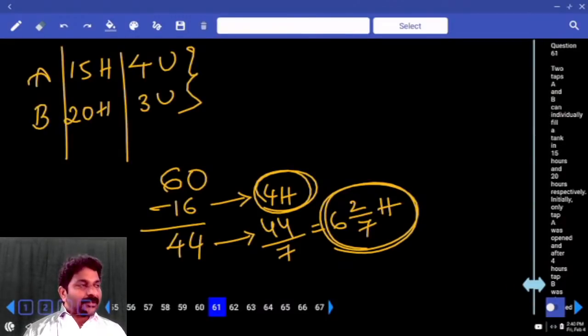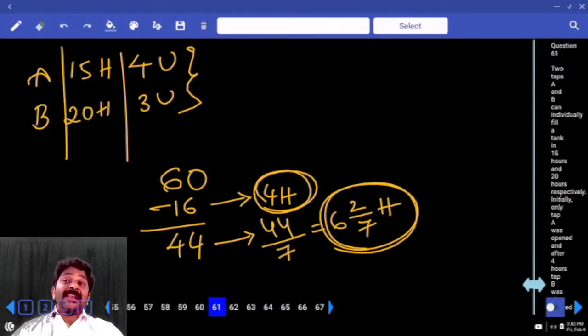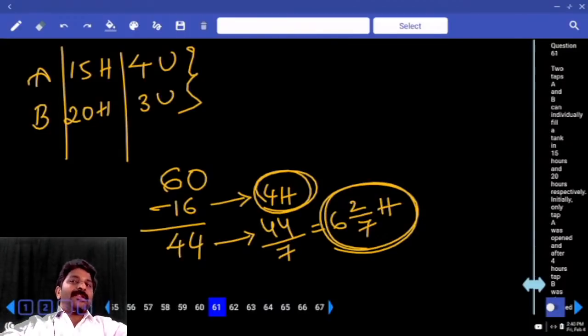Come on. To fill the tank, A is opened for how many hours? 10 2/7 hours. And B is opened for 6 2/7. The tank is filled in 10 2/7. From beginning to end, who is opening? So whether it is the total time to finish the work or the time for which A is open, both have the same answer, right?